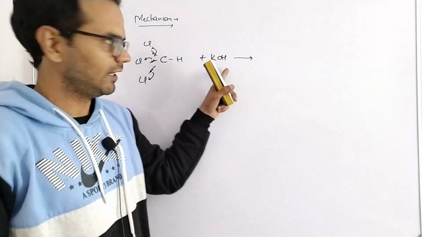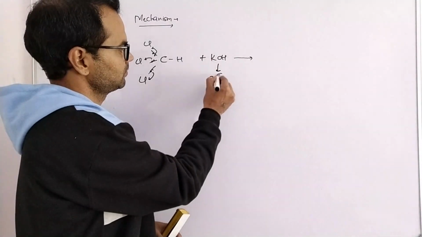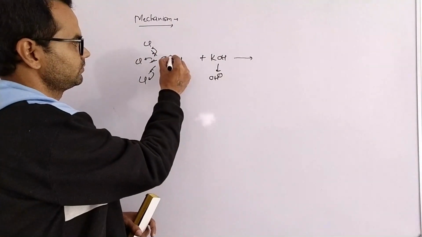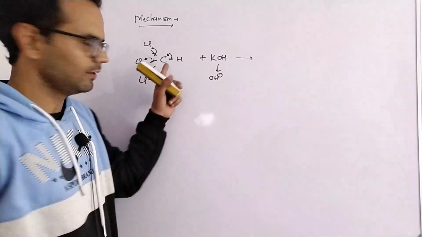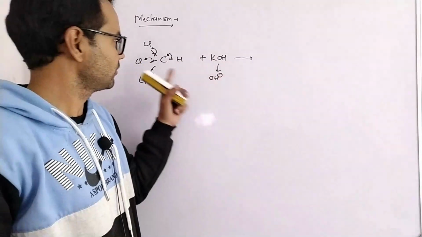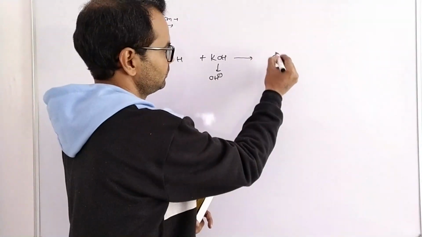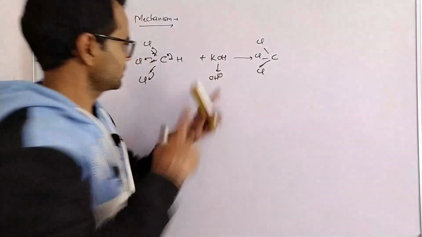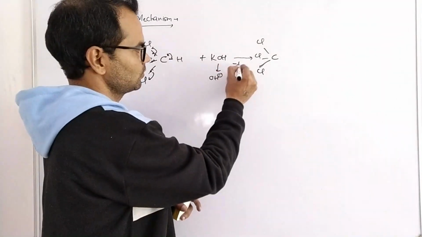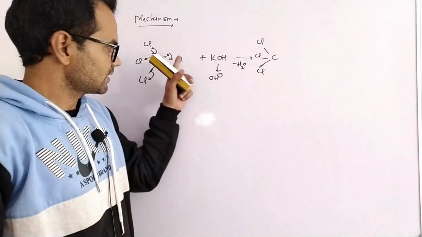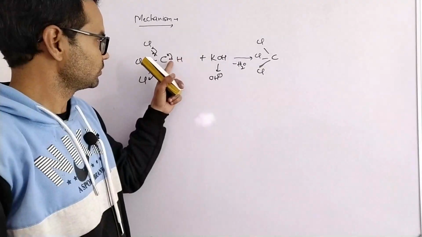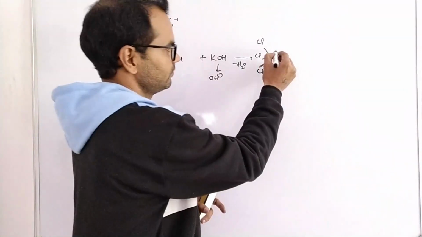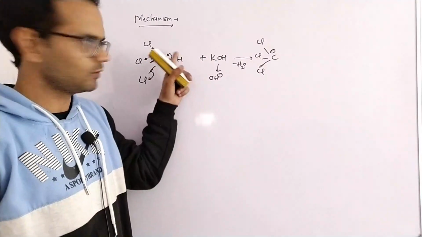So this base will give hydroxide ion. This will interact with this hydrogen, and these two electrons will move towards carbon, resulting in the formation of an intermediate product. So first here water is formed, minus H2O. If this H is attracted towards OH, then these two negative charges will come on carbon and hydrogen positive is there, so that's why water is formed. So carbon negative, as well as these two electrons will move towards carbon.